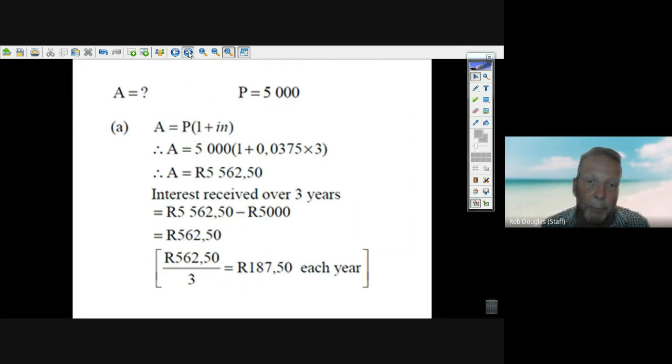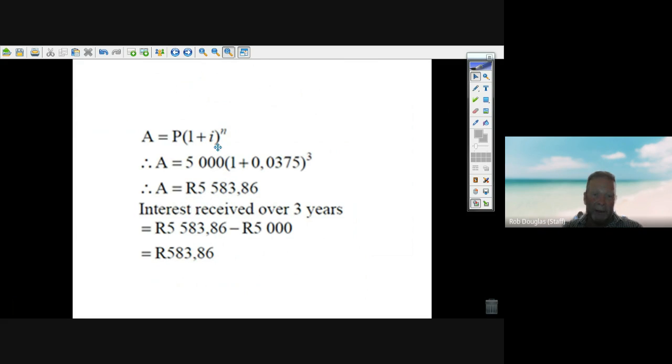But look how compound interest works. Instead of going I times N, you go 1 plus I and you put it to the nth power. And that's how you put it in your calculator. So you go 5,000 times 1 plus the interest, 0.0375. That's 3.75% divided by 100. And put it to the third power. Oh, look, you get your answer all in one step, and your calculator does all the work.